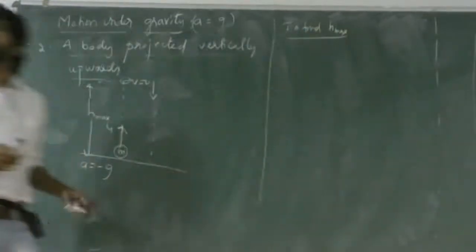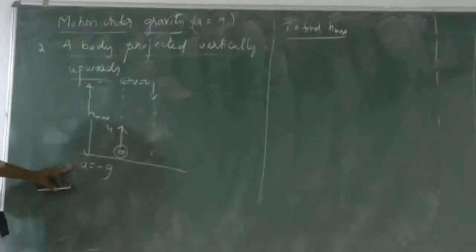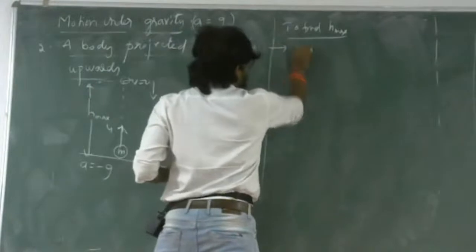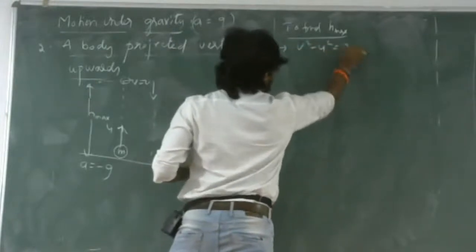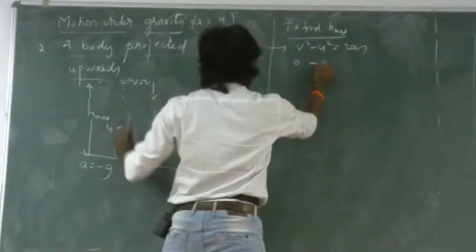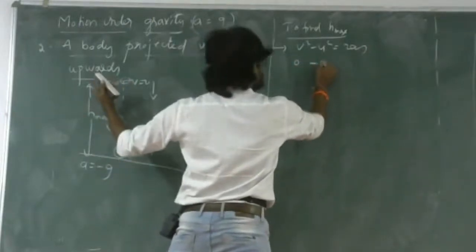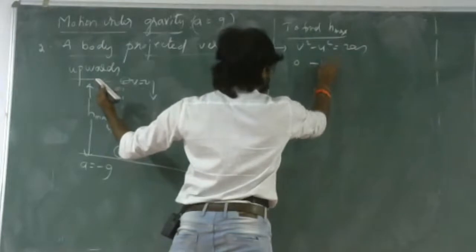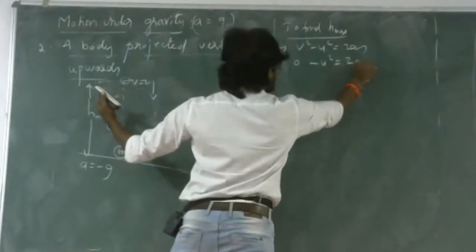To find h max, which equation do you take? V square minus u square equal to 2as, or v square equal to u square plus 2as. Where v is 0, and u is upwards, so positive. So minus of positive velocity squared, minus u square, is equal to 2 into a, where a is minus g.